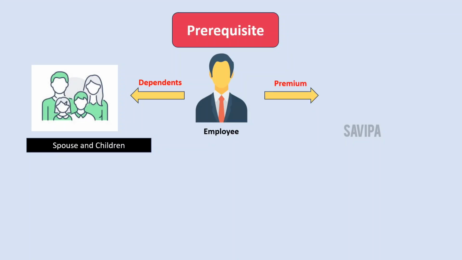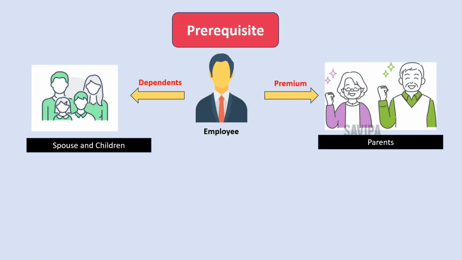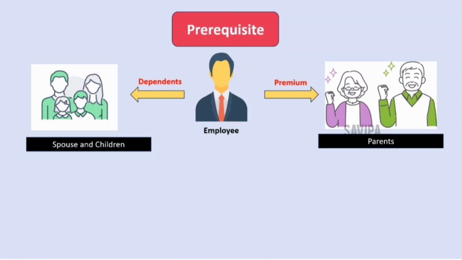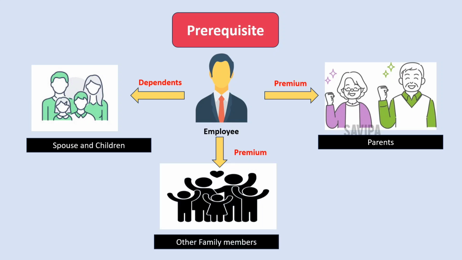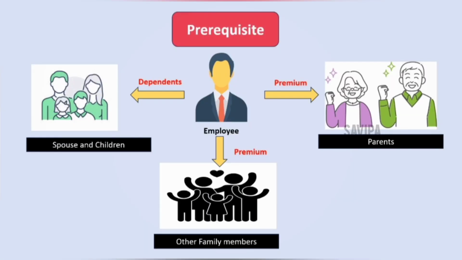Now let us see other family members like your parents or parents-in-law. In order to get coverage for them, you need to add them by paying the premium. If you pay the premium, then only they will get the coverage amount. Similarly, for other family members like siblings, if you want to get the coverage, you need to pay the premium amount, guys. If you pay the premium only, then coverage will be added for them. So this is the first prerequisite in order to get your claims for whatever you spend on them.